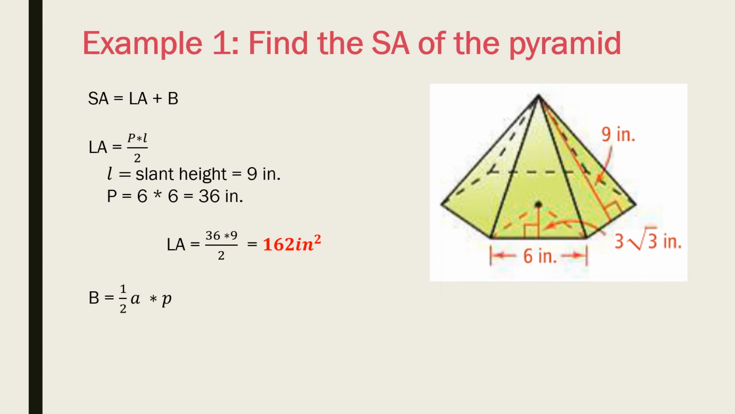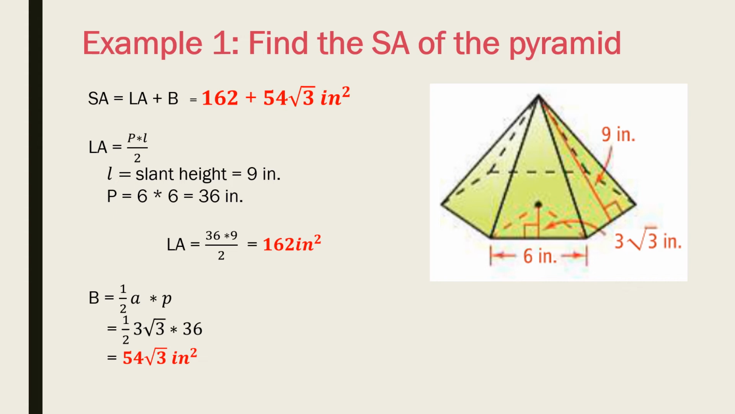Then for the area of the base, going way back to chapter 10, remember that the area of a regular polygon is 1/2 the apothem times the perimeter. And lucky for us, we already know the apothem here. It's going to be 3 square root of 3. And we already know our perimeter because we just found it right here. So fortunately, we just have to plug everything in. It's just going to be 1/2 times 3 square root of 3 times 36, and that simplifies down to 54 square root of 3 inches squared.